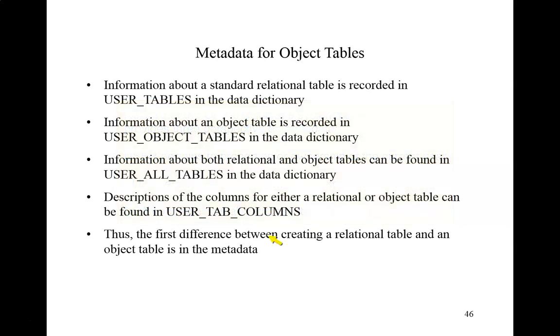Descriptions of the columns for either a relational or object table can be found in UserTab Columns. Remember that the object table presents its data to us as rows, but the table is really a collection of objects. The difference between an object table and a relational table is that each object in an object table has an object identifier, or OID. Object identifiers are not part of a conventional relational table.